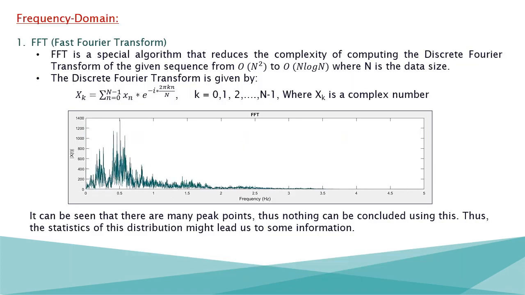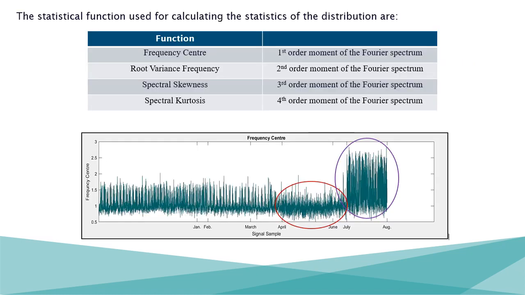Now coming to the frequency domain, on the application of the fast Fourier transform on the signal, we got the distribution of peaks, which can't be used as a feature. So we calculated the statistics of the distribution, which can be used as the feature to distinguish different signals. The statistical functions used for calculating the statistics of the distribution are frequency center, root variance frequency, spectral skewness, and spectral kurtosis. The frequency center calculated over the whole dataset is also shown here.